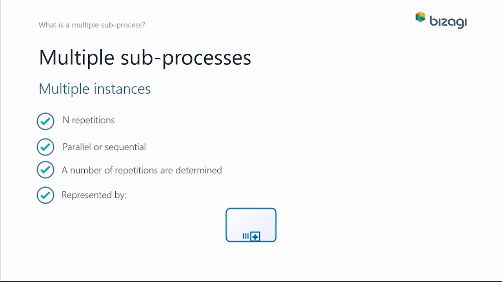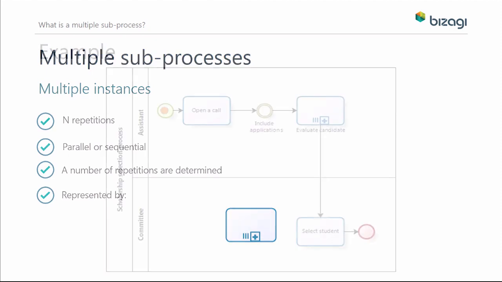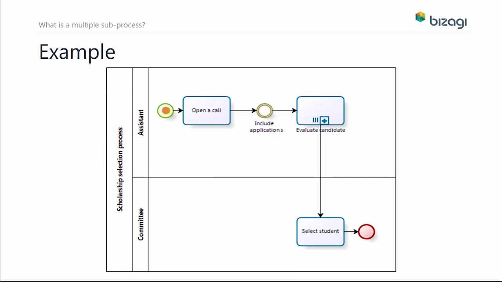Going back to the example, in this case, the evaluate candidate sub-process is a multiple sub-process that will be repeated for each registered applicant. Having evaluated all the applicants, the committee can select one student and award the scholarship. In this example, the repetitions are known previously, as many repetitions as the number of applicants registered, and the execution will be in parallel, i.e. each evaluation will be independent from the others and will be executed simultaneously.